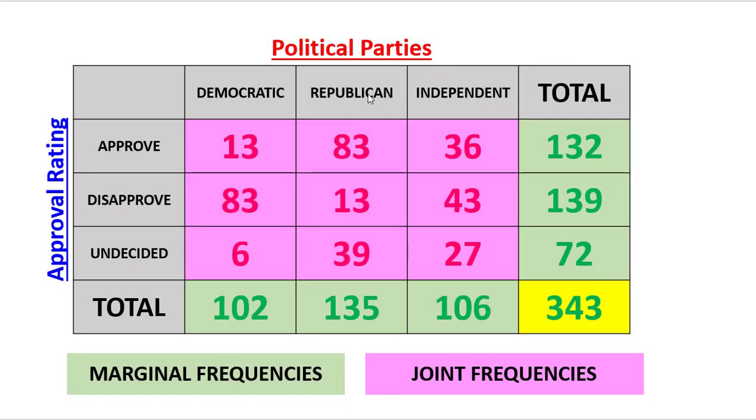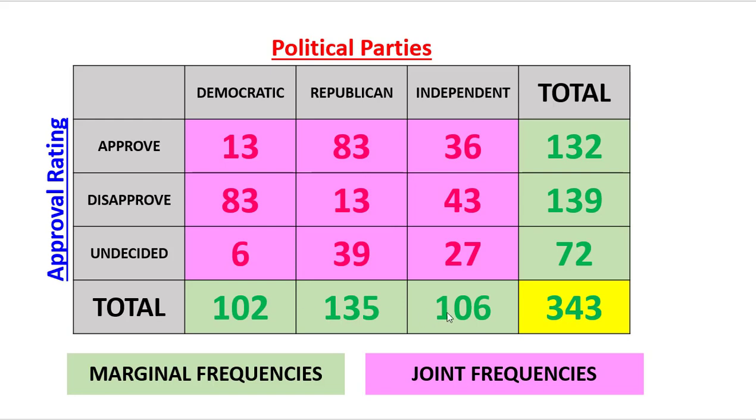So let's look at one more thing about our table. The numbers that are shaded in the pink are called joint frequencies. I like to think of it because they join two different categories together, such as Democratic and approve, Republican and disapprove. It joins the two categories together. So these are the values that are kind of in the inside or the middle of the table.